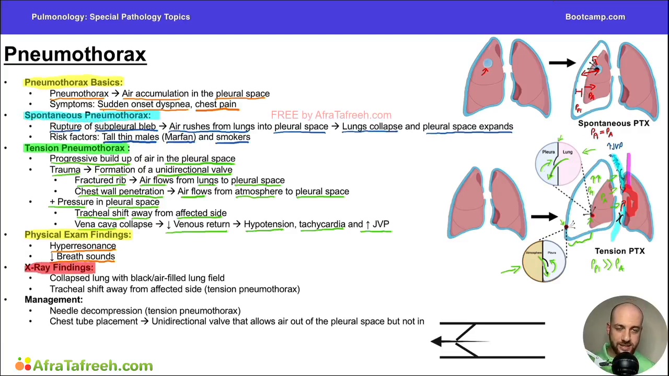So the most classic X-ray finding that you're going to see is a collapsed lung, and you'll actually be able to see the lung collapsed, and the space that the lung usually occupies is going to just be completely black and air-filled. There's going to be no lung markings. And furthermore, in the case of a tension pneumothorax, so not in the spontaneous, just in the tension, we're going to be able to see a tracheal shift away from the affected side, away from that positive pressure.